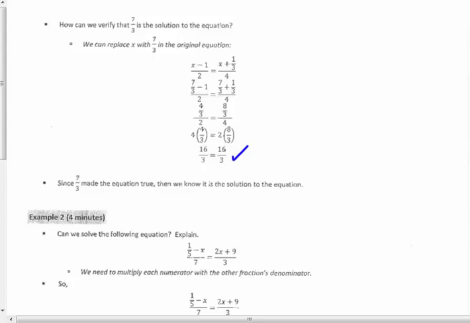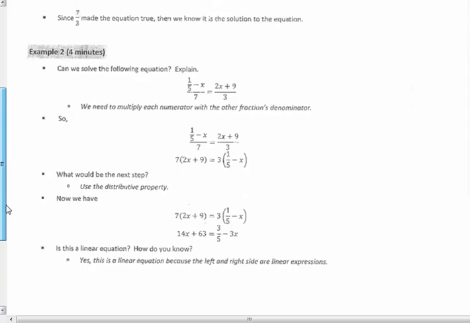So since 7/3 made the equation true, then we know that it is the solution to this equation. So the next, oh, come on, no. Oh, my board's not lining up. Here we go. Example 2.